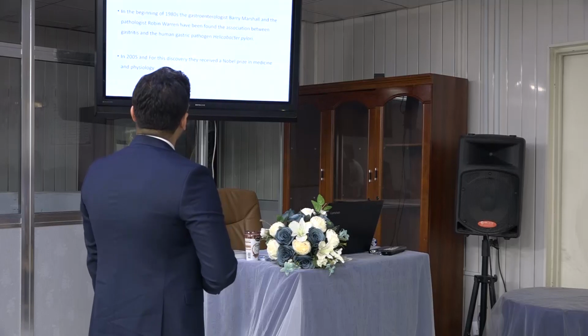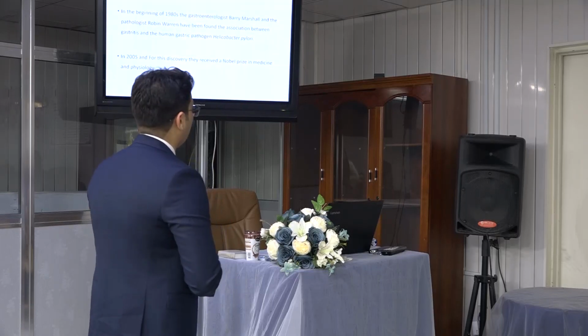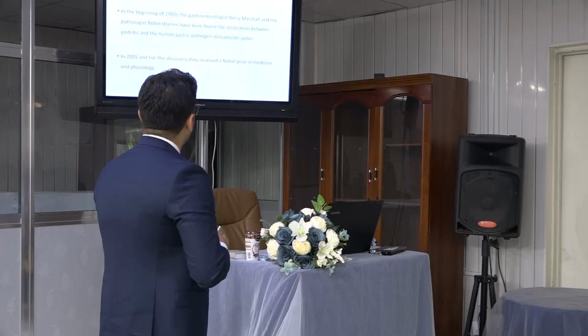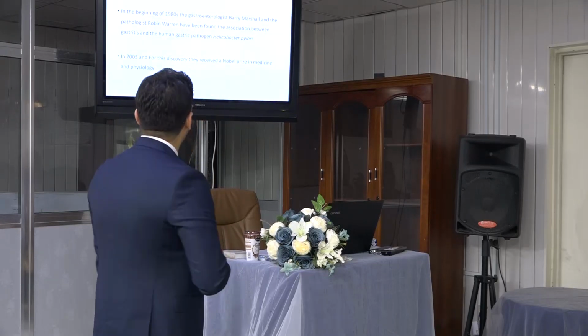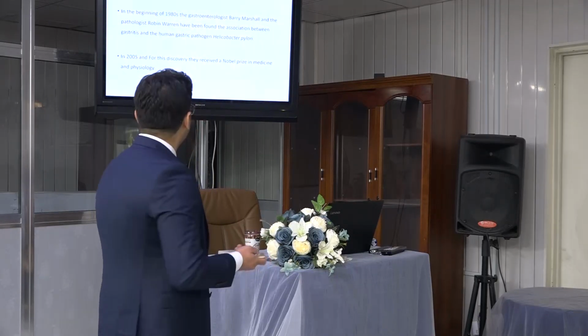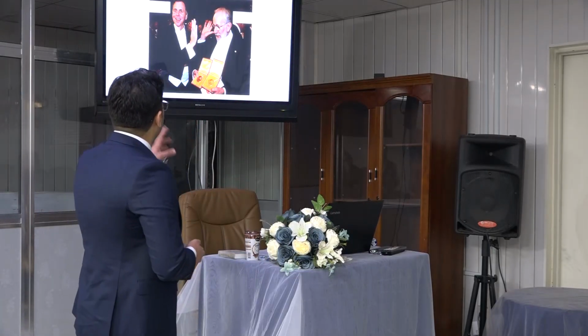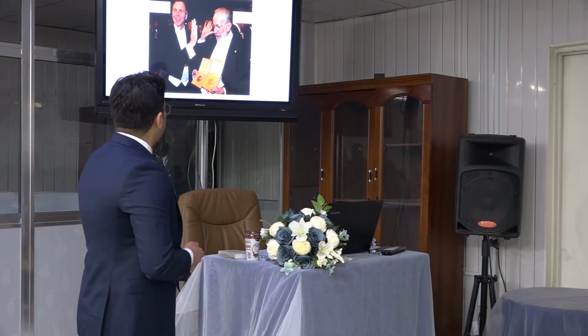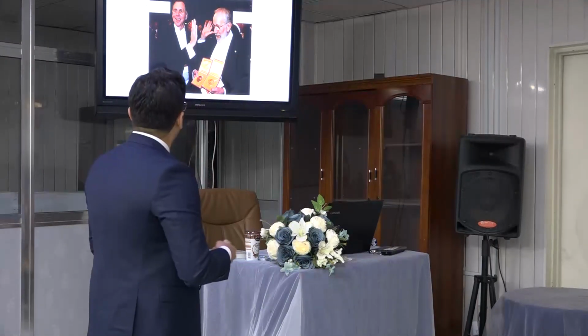So in the beginning of 1982, the gastroenterologist Barry Marshall and the pathologist Robin Warren found an association between gastritis and the human gastric pathogen Helicobacter pylori. In 2005, for this discovery, they received the Nobel Prize. These are the gentlemen, on the left side Dr. Marshall, and on the right side Dr. Warren. All the respect for Dr. Marshall because he put himself at risk when he drank the broth that contained H. pylori to prove his findings.